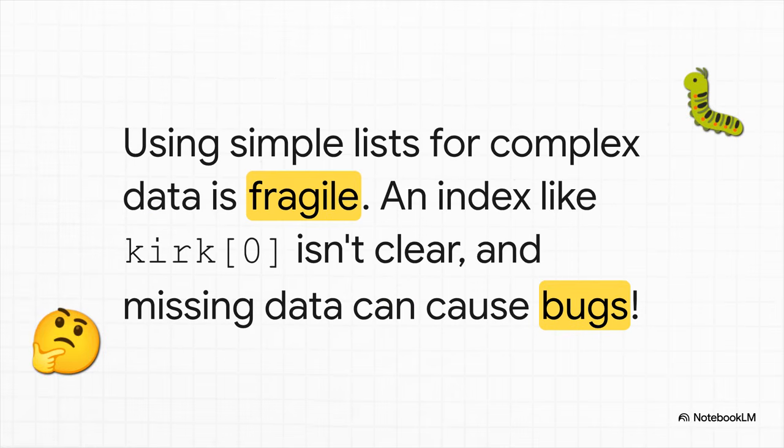I mean, does this look familiar? We all start out just throwing related data into lists. And for a minute it works, but it gets messy, fast. What does index 1 mean again? Is it age? Year? And look at McCoy's data. The age is just gone. The whole structure is broken. This is a one-way ticket to bugs, and trust me, there is a much, much better way.